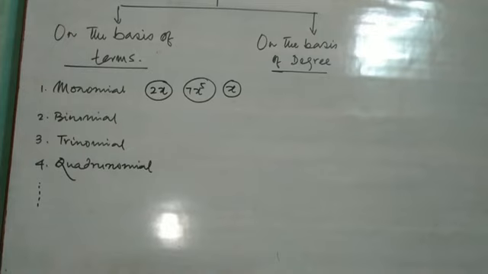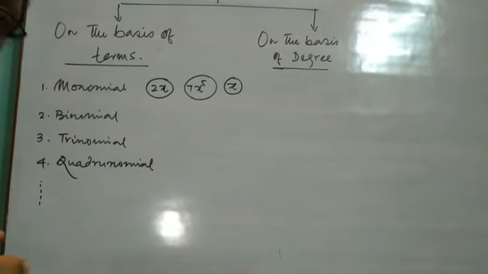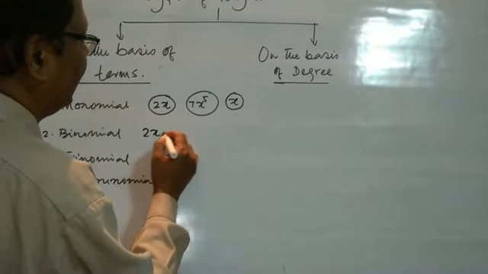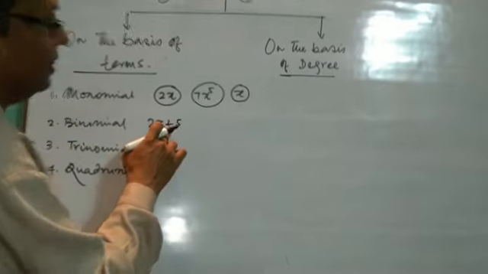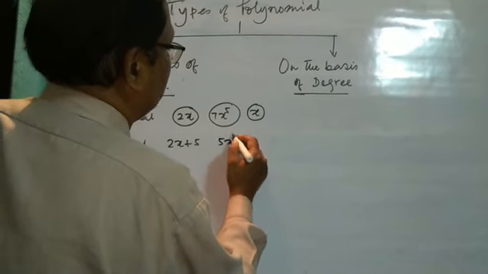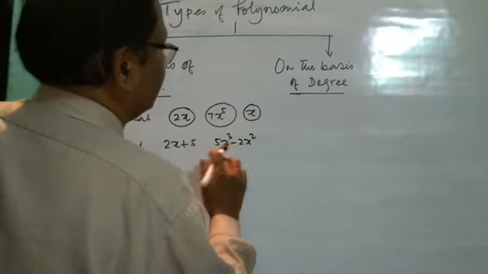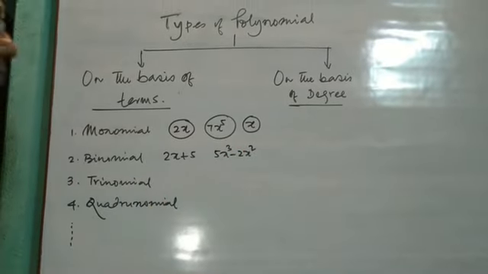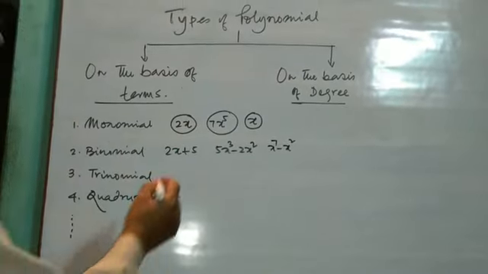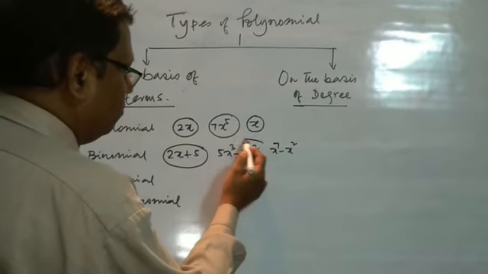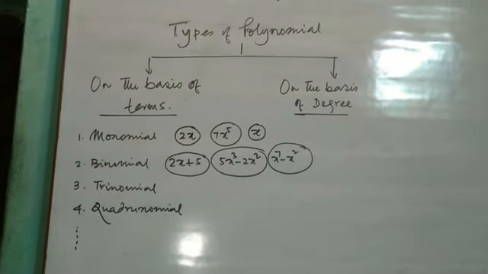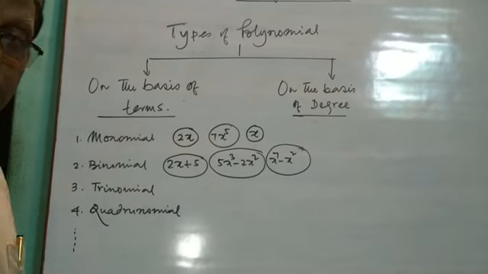Now we are coming to the binomial. In a binomial, there must be two terms. How will we define the terms? The terms will be separated by either a plus or a minus sign. Suppose 2x plus 5. Yes, two terms are there and they are connected with a plus sign. Suppose 5x cube minus 2x square. Yes, it is a binomial because there are two terms. Similarly, x to the power 7 minus x square is also a binomial. So binomials will contain two terms and these two terms must be separated by either a plus or minus sign. In a trinomial, three terms will be there.